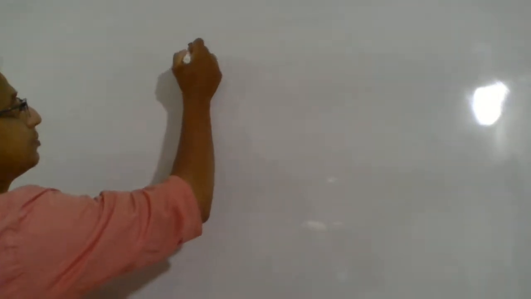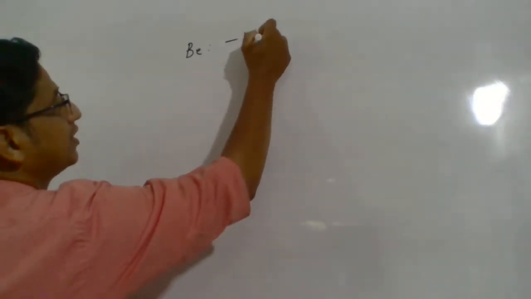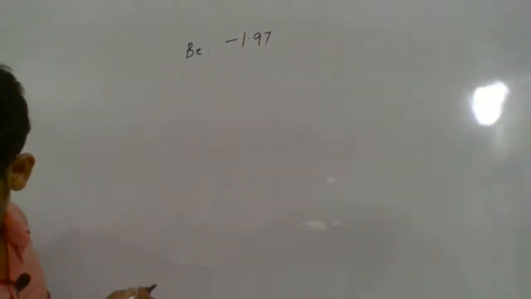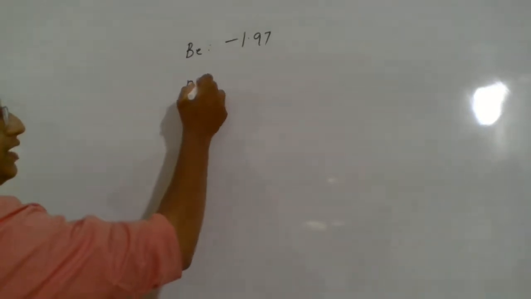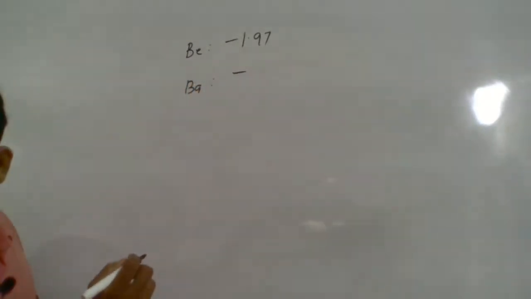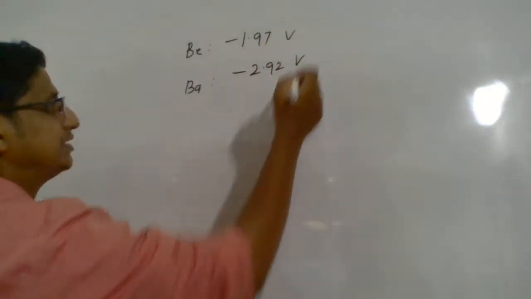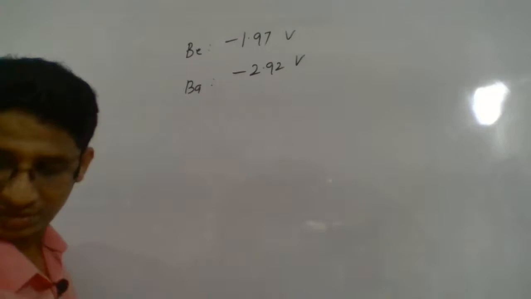Now let us go to the alkaline earth metals. Among alkaline earth metals, the first point to keep in mind is that beryllium has a standard reduction potential value of minus 1.97, and let me write barium, which has the largest negative value, equal to minus 2.92 volt. So here there are two or more points to remember.